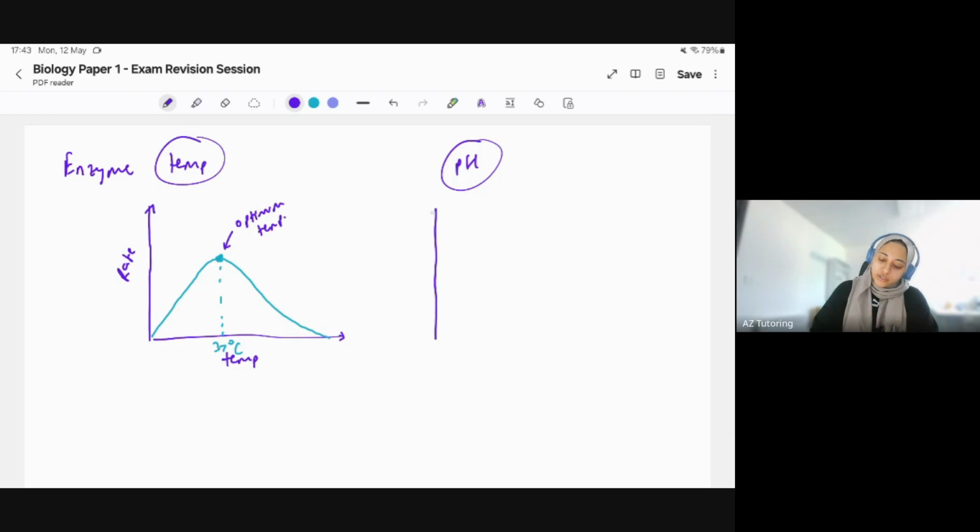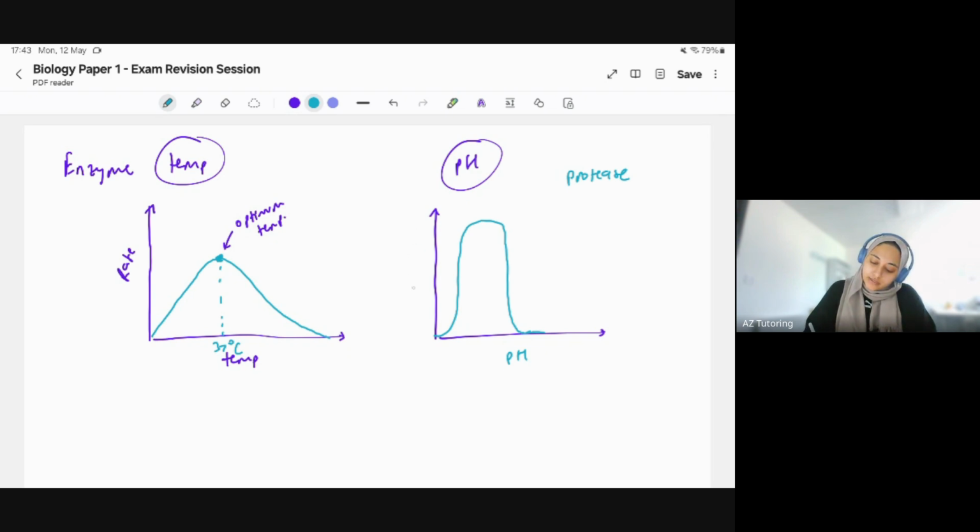Same goes for pH. Now with your pH graphs, depending on where they're found, they just follow a shape just like this. Say, for example, this is for a protease enzyme. This is the pH level, and this is, again, rate on the y-axis. So let's say between here is 0 and 4 there. And then after 4, it just drops down. The reason why it drops down is because it's not suited to that pH. So the optimum peak is basically the optimum pH for that enzyme.